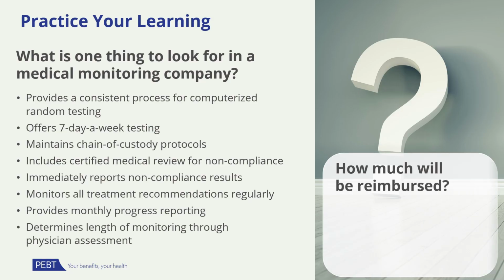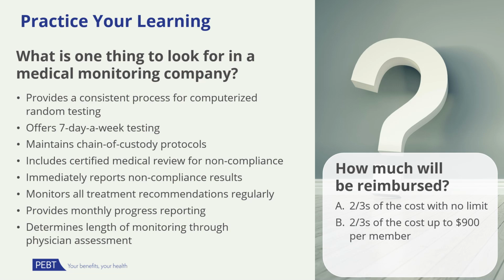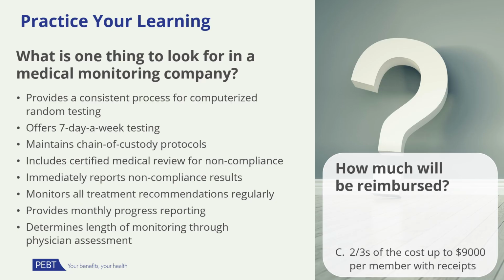How much will be reimbursed? A. 2/3 of the cost with no limit. B. 2/3 of the cost up to $900 per member. Or C. 2/3 of the cost up to $9,000 per member with receipts. The answer is C.